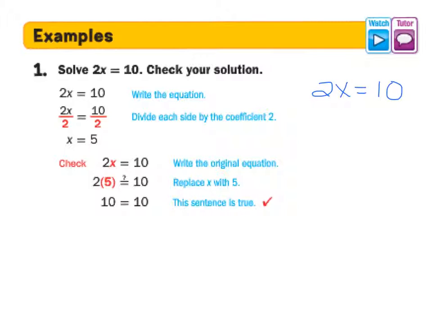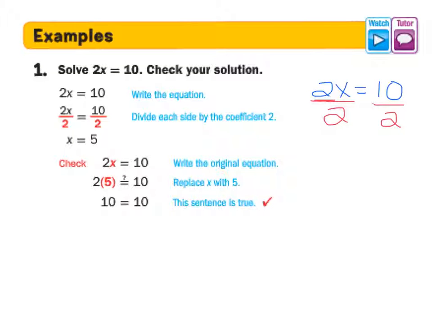And what is attached to the x? The 2 is, with multiplication. So in order to reverse this, we need to divide by 2, and we can use a fraction bar to help us do that. So if I divide the left side of the equation by 2, we also have to divide the right side of the equation.